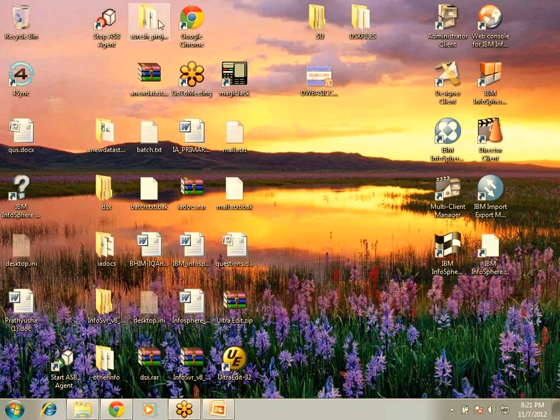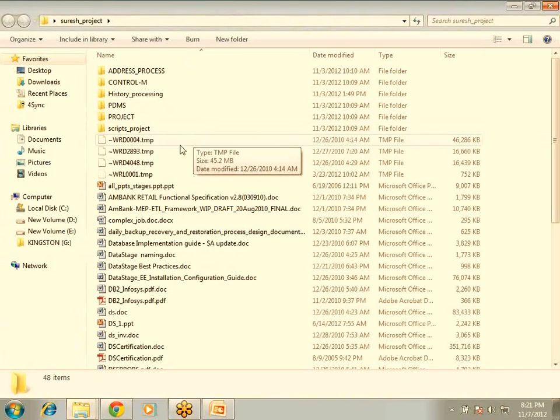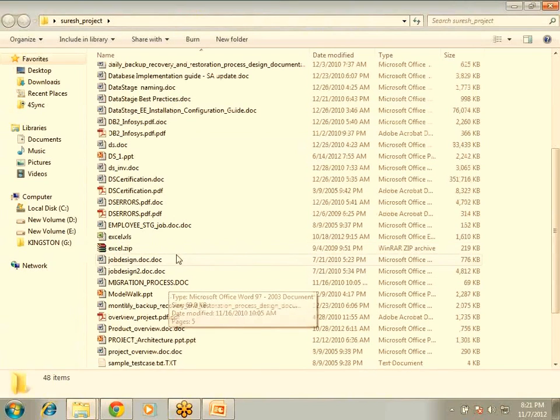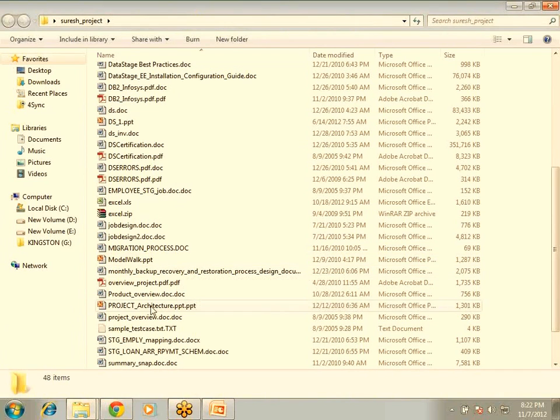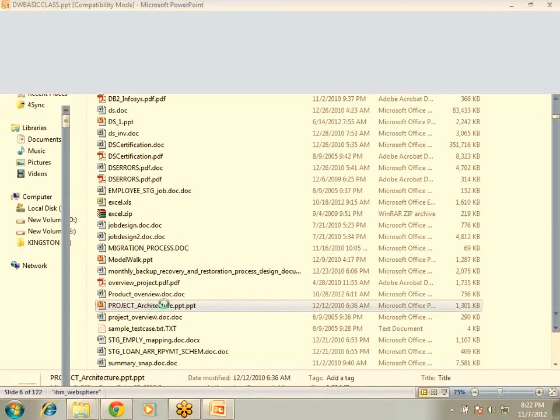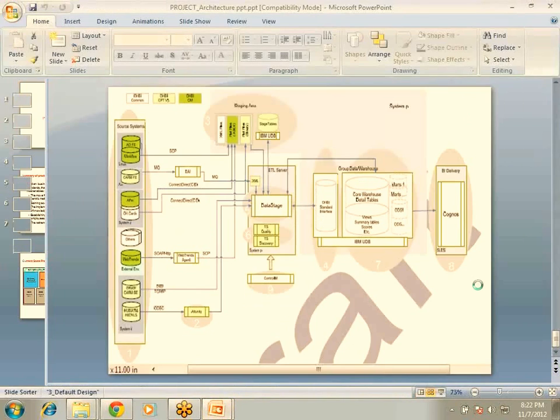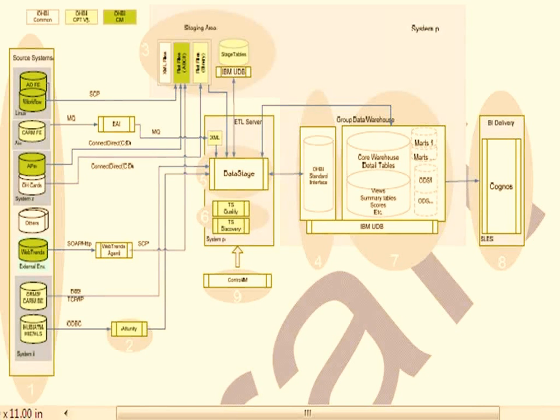See here. This is one of the project architectures. In this project architecture, we can identify that there are multiple source systems. These source systems are nothing but operational systems. Whatever we are capturing, these are going to have fully operational data which is happening in the actual business.